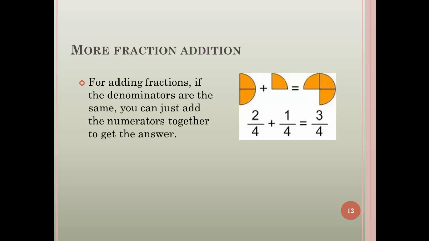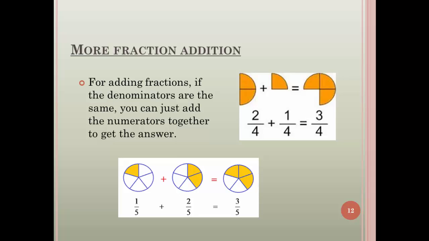So now more fraction addition. We have, for adding fractions, if the denominators are the same, you again can just add the numerators together to get the answer. The denominator stays the same always. So here for the first example on the top here, we have 2/4 plus 1/4 equals 3/4, and the denominator stays the same, but you add 2 plus 1 equals 3 to give you 3/4. On the bottom we have 1/5 plus 2/5 equals 3/5.